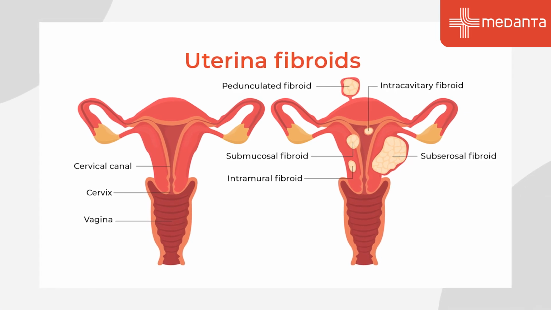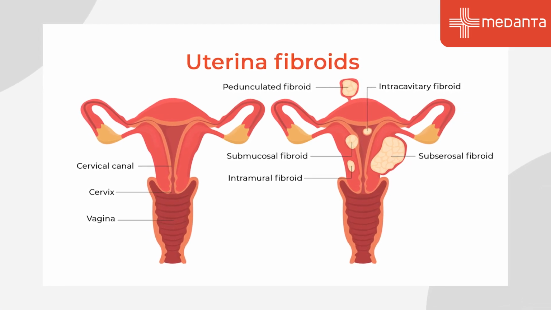So fibroids are the tumors of the muscle layer of the uterus. Fibroids are basically the most common tumor, or you can say lump, in the uterus, which is present in the reproductive age group, and it is there in approximately 25 to 30% of our outpatient department.